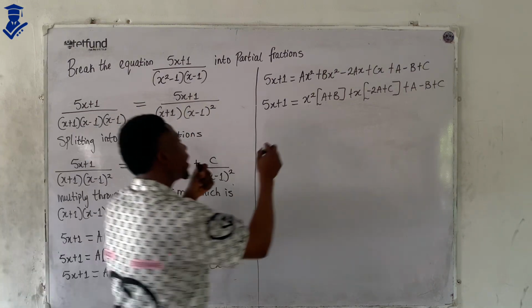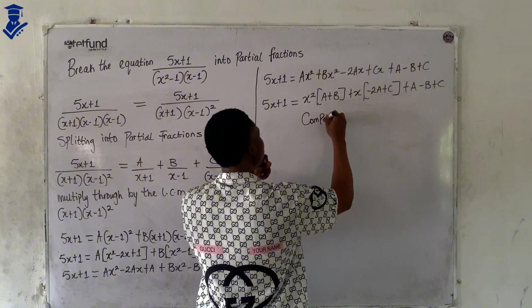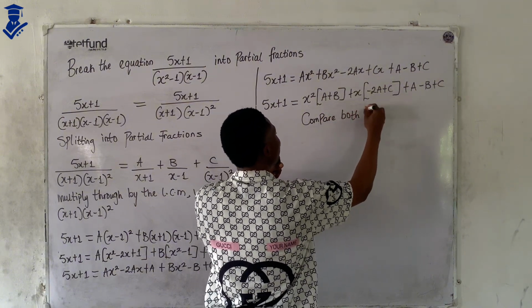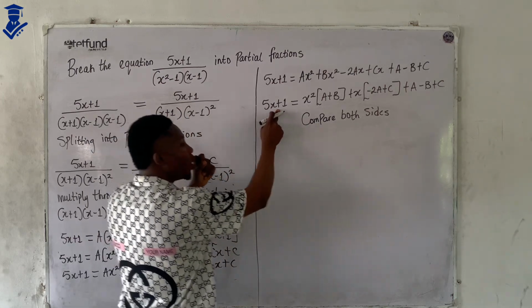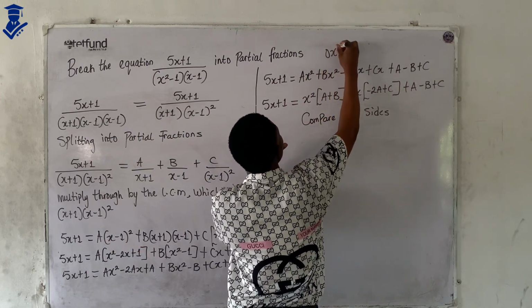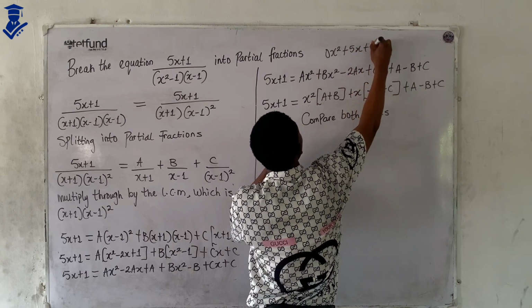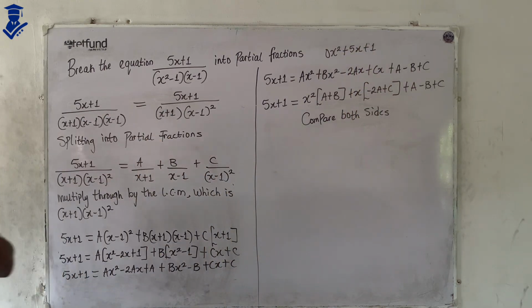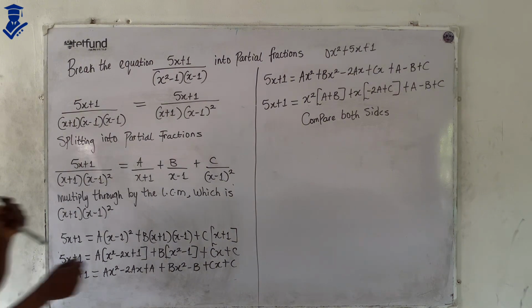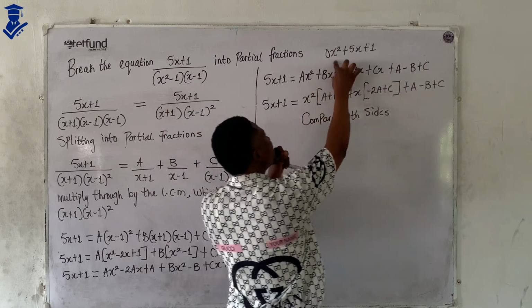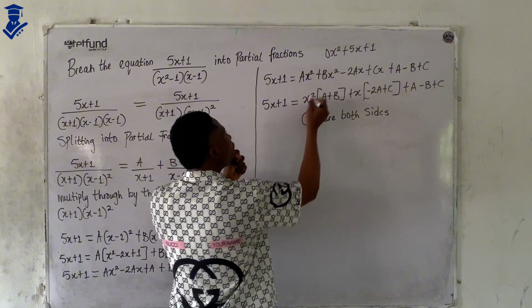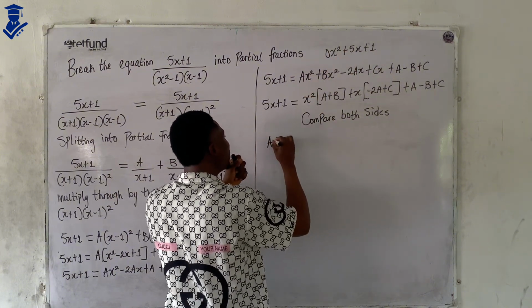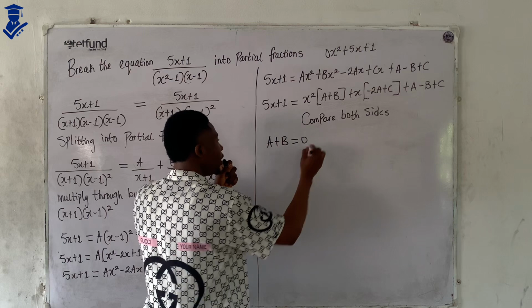Now we're going to compare both sides. Now, mind you, I can also manipulate this 5x plus 1 to be written as 0x squared plus 5x plus 1. Meaning that if I'm comparing both sides, the x squared will cancel the x squared here, meaning that a plus b is equal to 0, equation 1.